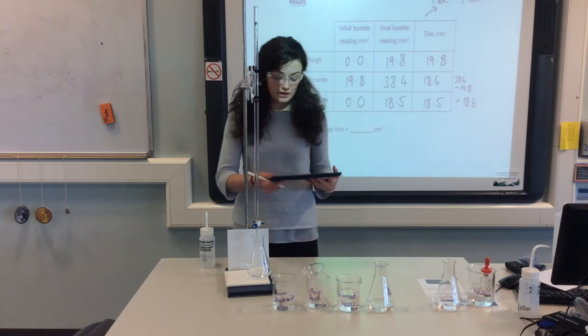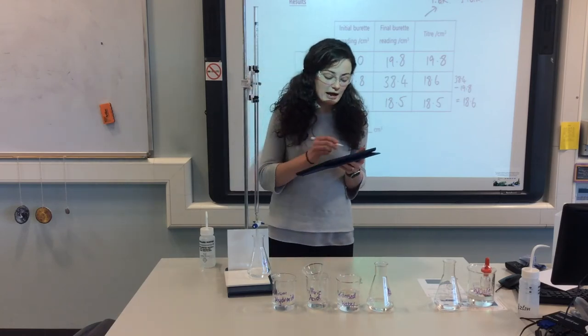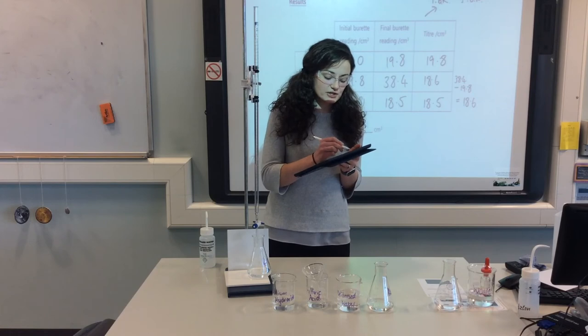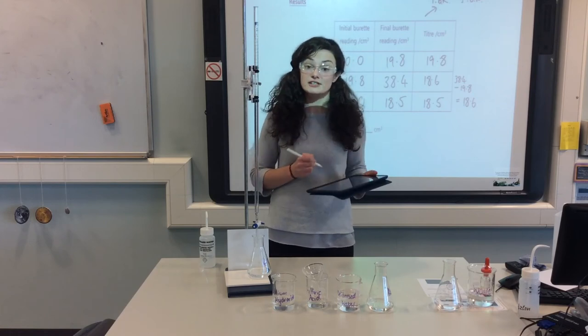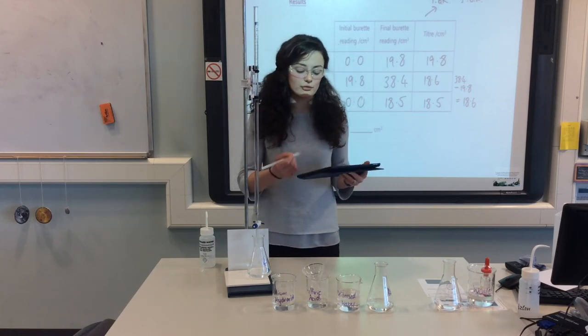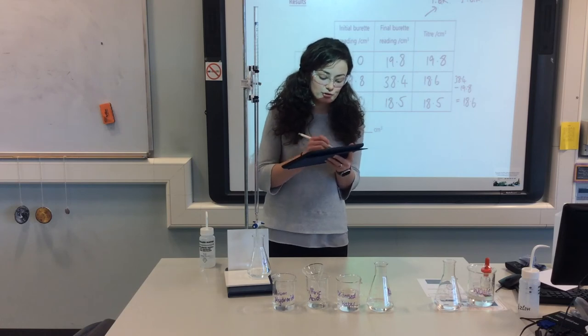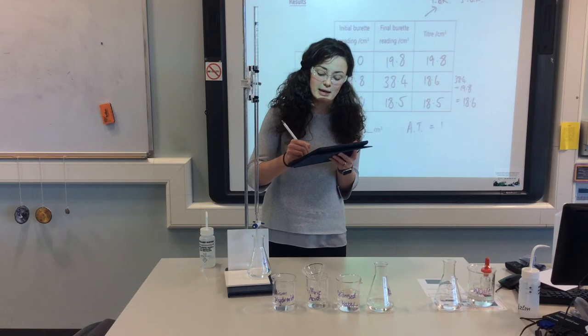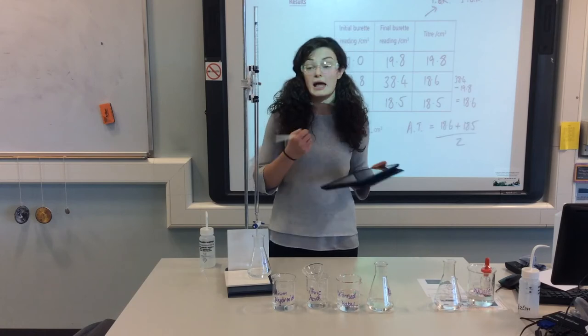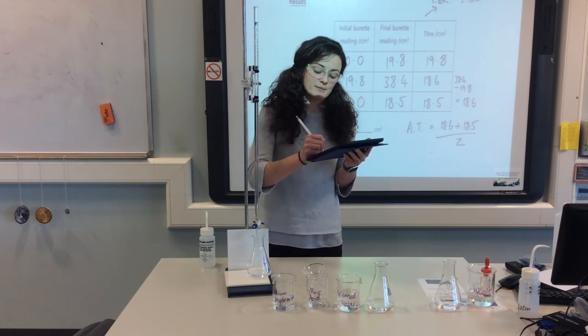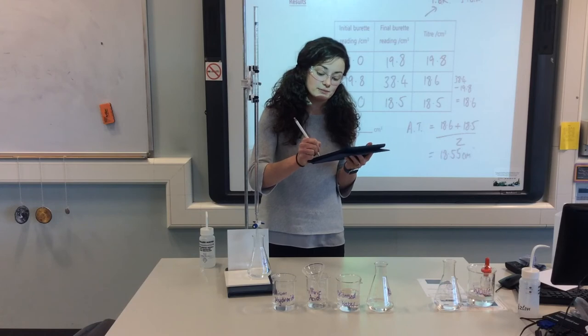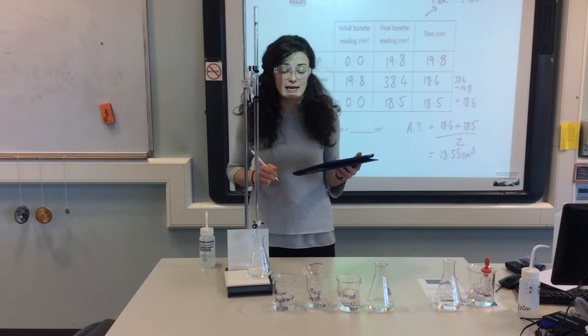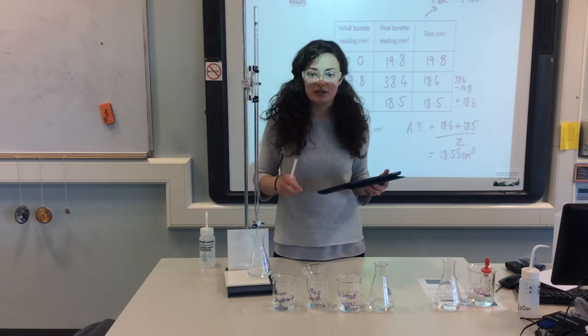And the last thing then to do is to work out your average titer. Your average titer, remember, is just the average between your first and second accurate. You do not include the rough titration. So your average titer, if I put AT, is going to be 18.6 plus 18.5 over 2, because there's two readings there. That is going to give us 18.55 centimetres cubed. And that's okay to write in, you can have it to two decimal places.